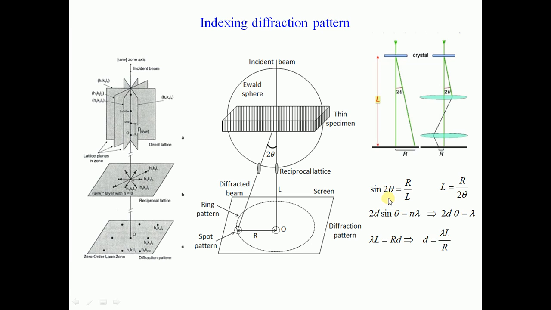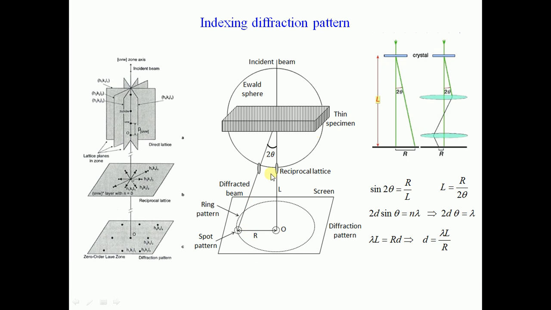So how to index an electron diffraction pattern? This is the incident electron beam. This is the Ewald sphere, for example, and this is the thin sample, and this is our non-diffracted beam, and this is the diffracted beam. 2 theta is the angle between them, and this is L. L is the distance between the crystal and your detector, and R is the radius of your diffraction pattern ring.